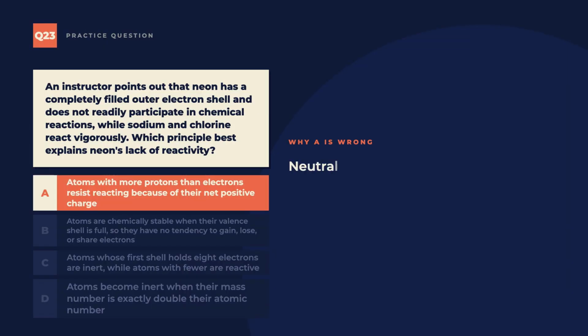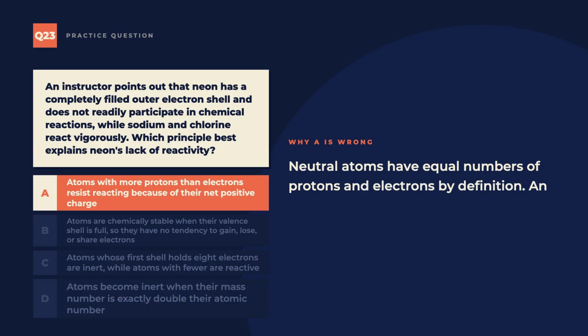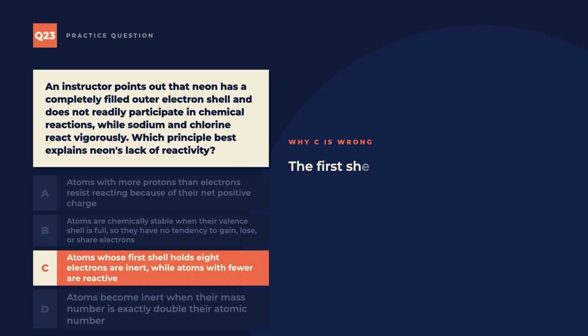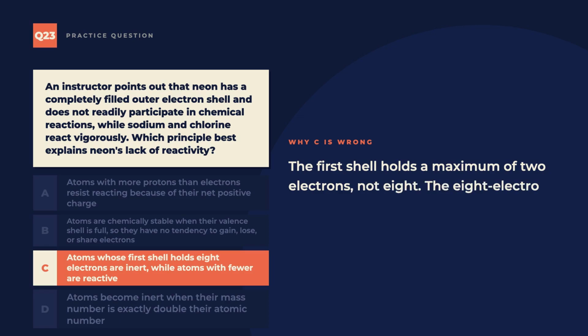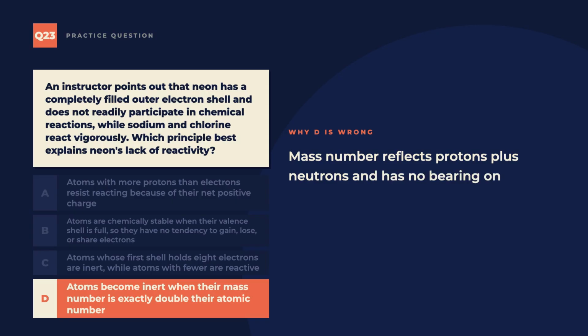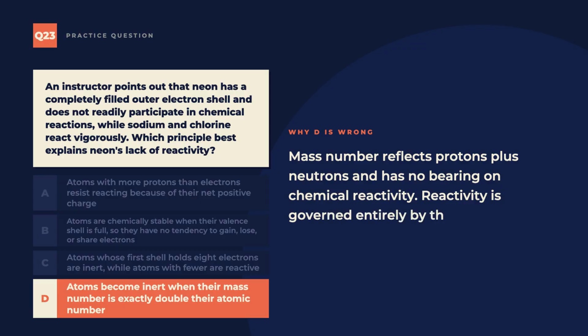A is wrong because neutral atoms have equal numbers of protons and electrons by definition. An imbalance would make the particle an ion rather than a stable neutral atom. C is wrong because the first shell holds a maximum of 2 electrons, not 8. The 8 electron figure applies to the second and third shells. D is wrong because mass number reflects protons plus neutrons and has no bearing on chemical reactivity. Reactivity is governed entirely by the arrangement of valence electrons.